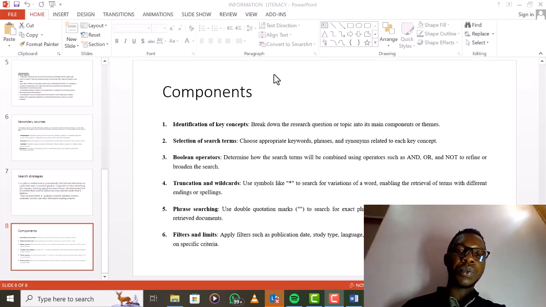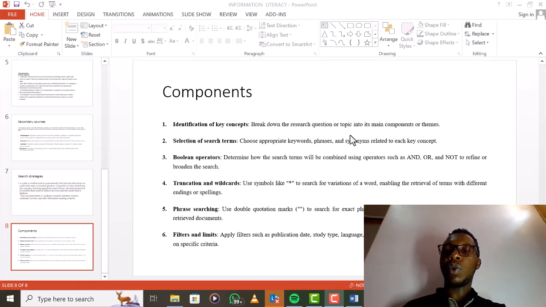Then there are Boolean operators. Determine how the search terms will be combined using operators such as AND, OR, and NOT to define the search. Each of these operators has a different role.